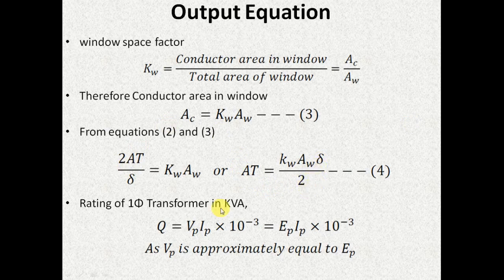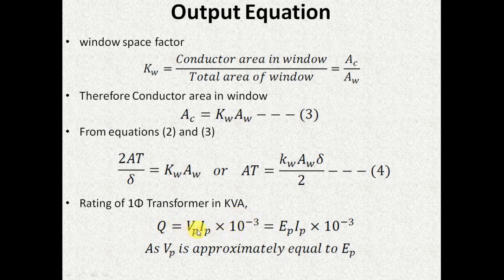You have studied in the machines class that the transformer is always rated in kVA. Now we are going to obtain the rating of the single phase transformer. The output power will always be represented in kVA in the case of a transformer, which is represented as Q here. So Q is equal to Vp Ip into 10 raised to minus 3.